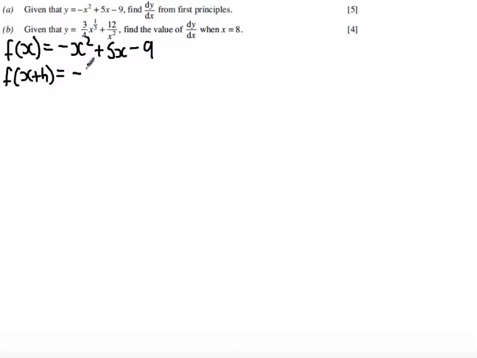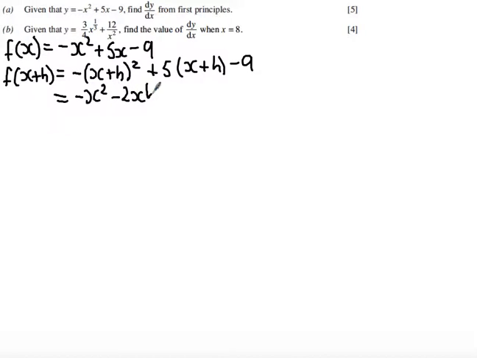which will give me minus (x plus h) squared. So all I'm doing is substituting the x values for x plus h, plus 5 lots of x plus h, minus 9. When I work through this, I get x squared times by the minus gives me minus x squared. I get 2xh times by the minus, which gives me minus 2xh. I get h squared times by the minus, which is minus h squared. Plus 5 times x, which is 5x, plus 5 times h, which is 5h, all subtract 9.